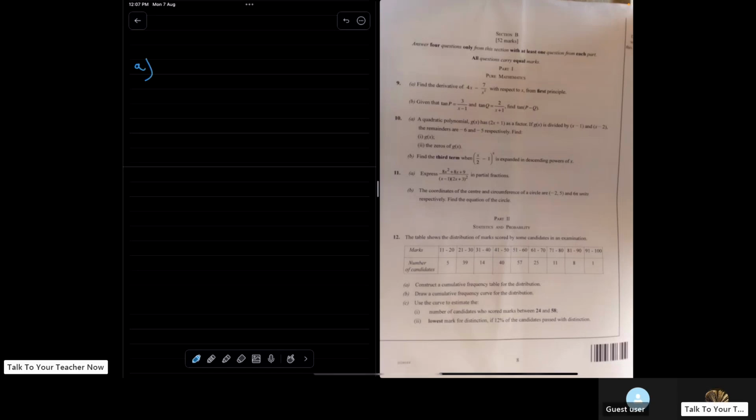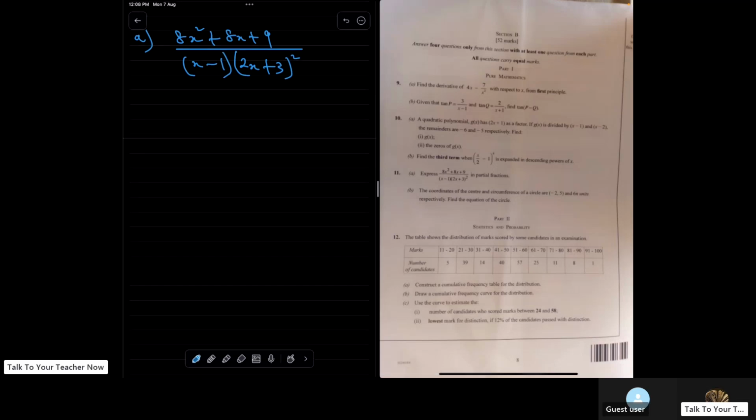Number 11A. What's the compound fraction? 8x squared plus what? 8x squared plus what? 8x. x minus 1, 2x plus 3 squared.